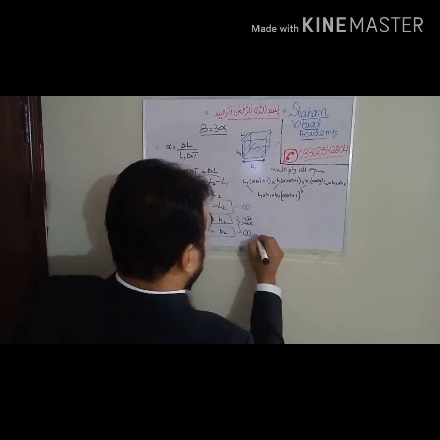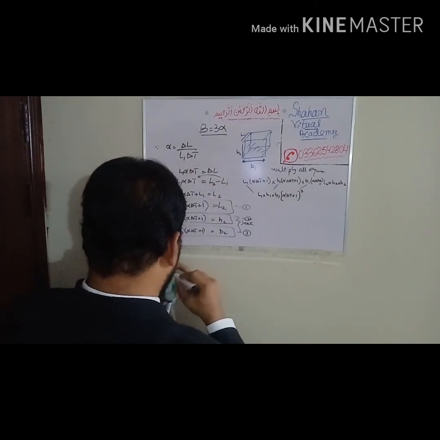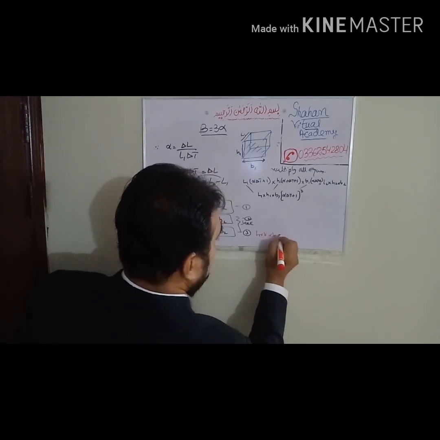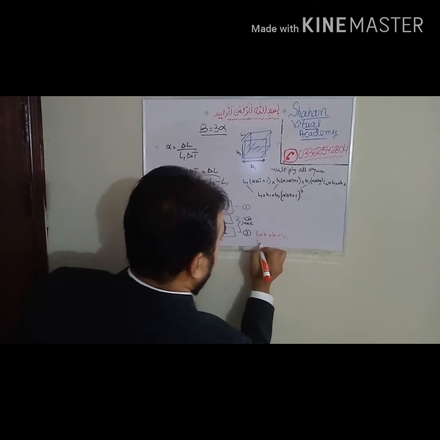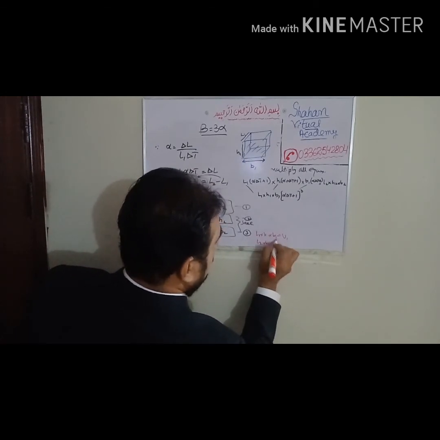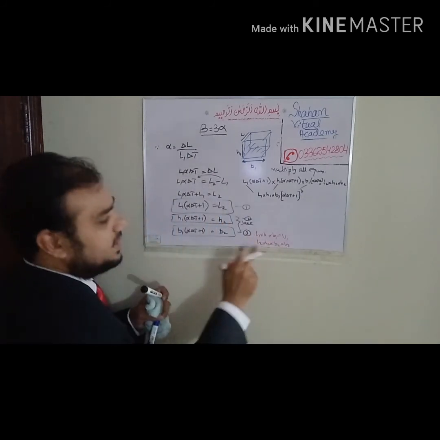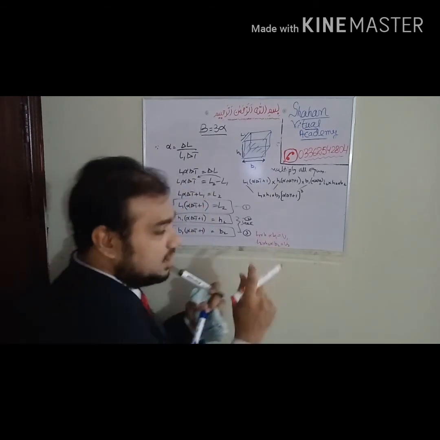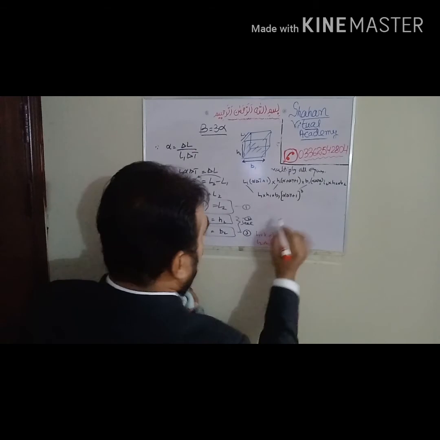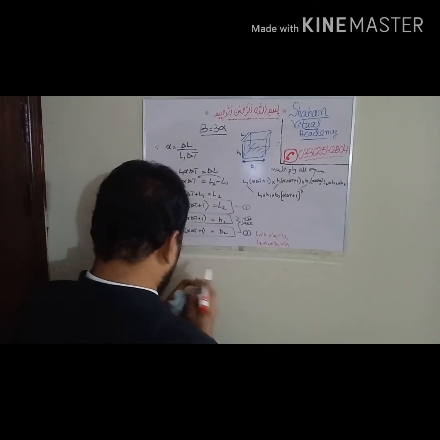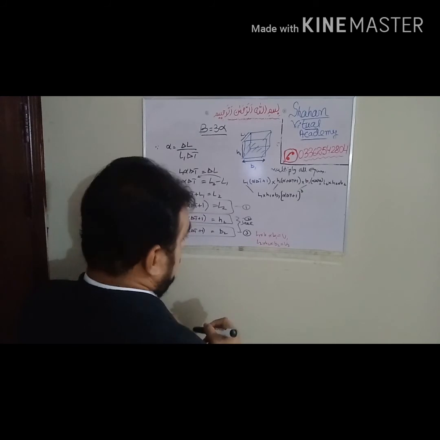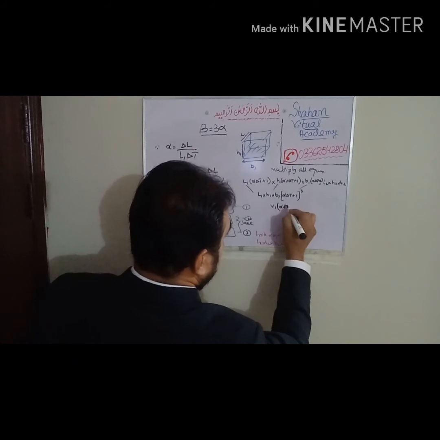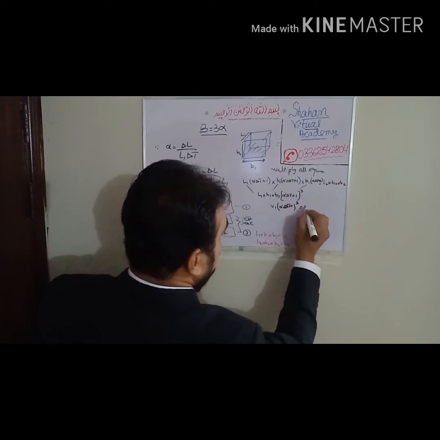So what do we know here? L1 H1 B1 is V1, and L2 H2 B2 is V2. We know that length, breadth and height give the volume. So L1 B1 H1 is the original volume, and L2 H2 B2 is the volume after the heat is given. So it becomes V1 times alpha delta T plus 1, whole cube, is equal to V2.